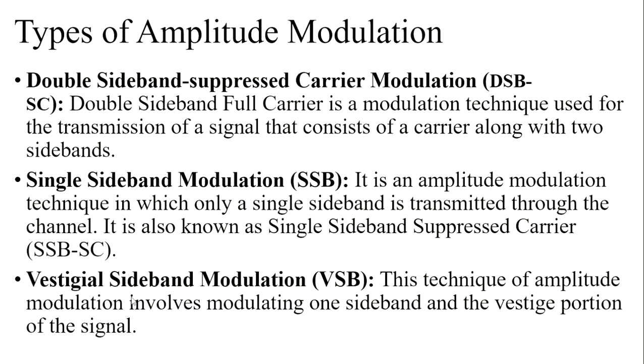The third one is vestigial sideband modulation. In this technique, one sideband is modulated along with a vestige portion of the other. Vestigial portion means half of the sideband, that is FC plus FM, that is half of 1 by 2 FC plus FM.